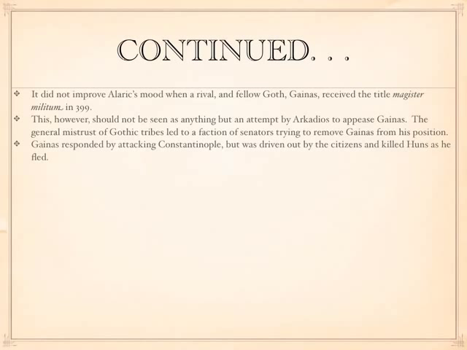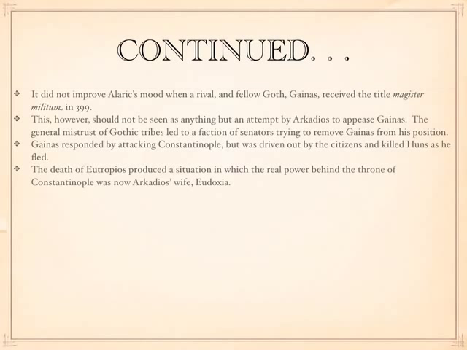When he fled, the Huns, who were now occupying the territory across the Danube, caught up with him, and in circumstances that aren't quite clear, it appears that some chieftain among the Huns personally killed Gainas. Huns were like that. Eutropius died apparently of natural causes, though that's always a toss-up when it comes to Byzantine history.